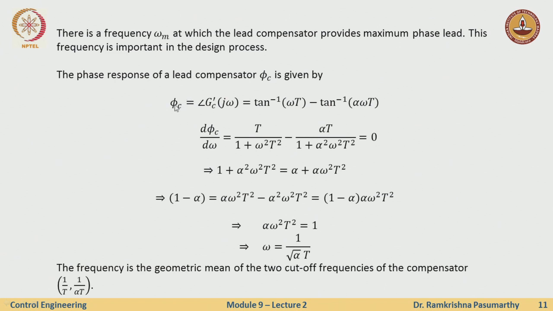What if I ask myself a question, what is the frequency at which phi c attains the maximum value, and calculus tells me that just do this thing, d phi by d omega is 0, which leads me to these expressions, and I say the omega at which the maximum phase occurs is just this one, omega is 1 over square root of alpha times T. Now, this frequency is the geometric mean of the two cutoff frequencies.